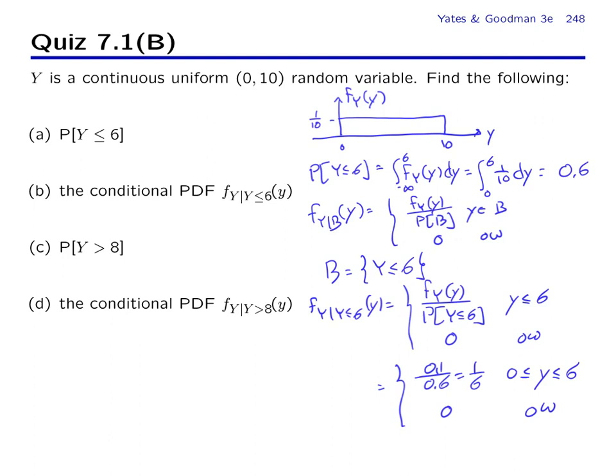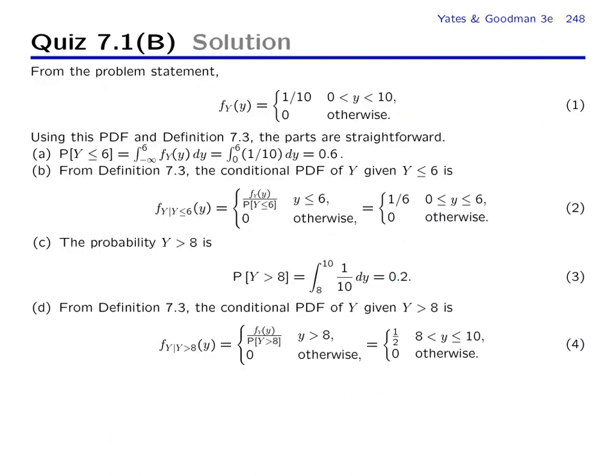Parts C and D are almost the same. The only difference is now we're going to condition on y being greater than 8. So y will be over here in the interval from 8 to 10. And as you can see in the solution that follows, the conditional PDF of y given y is greater than 8 will be a uniform random variable from 8 to 10. So this slide includes the details for step C and for step D for the conditioning y greater than 8.